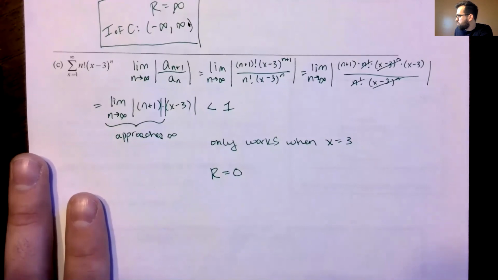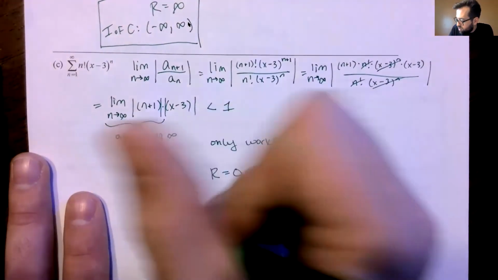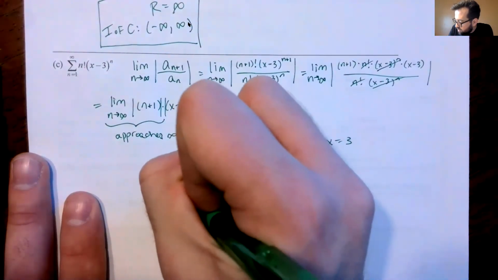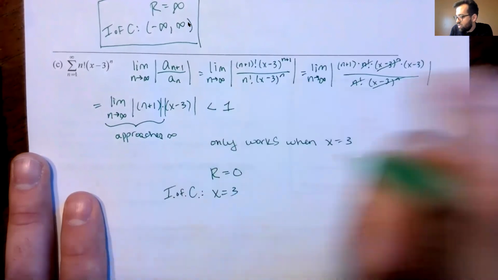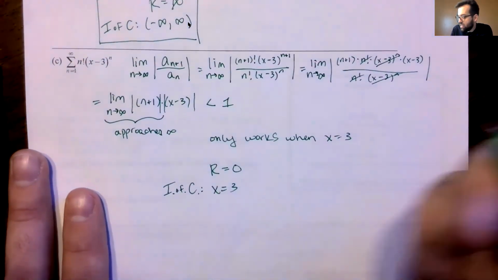So our interval of convergence is literally just x equals 3. Our interval of convergence is just one value, x equals 3. And that's it.